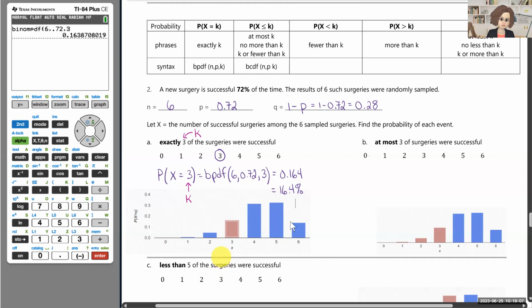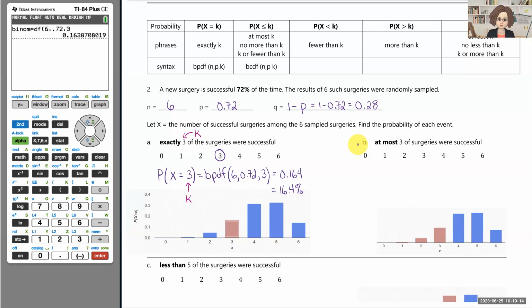Okay, so let's take a look at B here. What is the probability at most 3 surgeries were successful? So at most 3 means 3 at the maximum. So 3 of them, or 2 of them, or 1 of them, or none of them. So in this case, probability that X is less than or equal to 3.